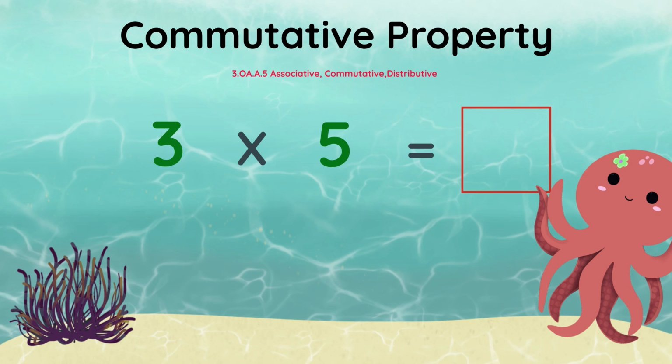This means no matter what order we find factors in, when multiplying, we will always get the same answer. To demonstrate this, we will solve 5 times 3 and 3 times 5 using arrays. Let's start by drawing three groups of 5.